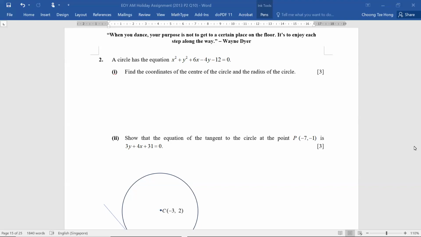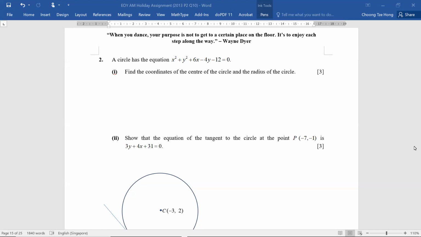Hi students, in this video I'll be going through the 2013 O-Level Paper 2 question 10. Alright, so this is a question regarding circles. The question goes: a circle has the equation x squared plus y squared plus 6x minus 4y minus 12 equals 0. Over here we are given the equation of the circle in the general form.